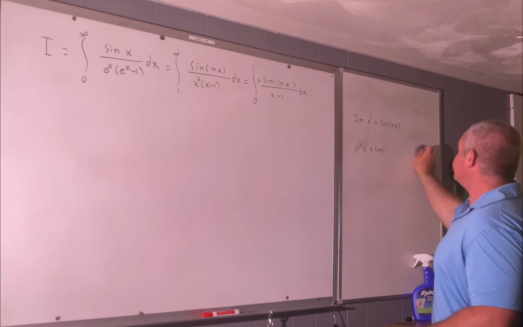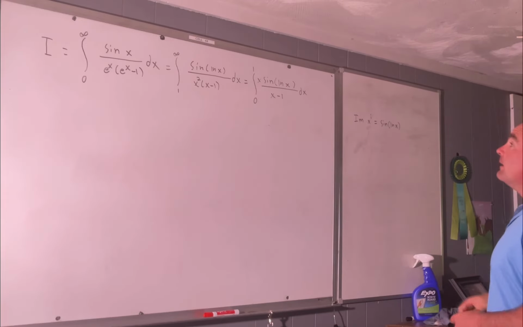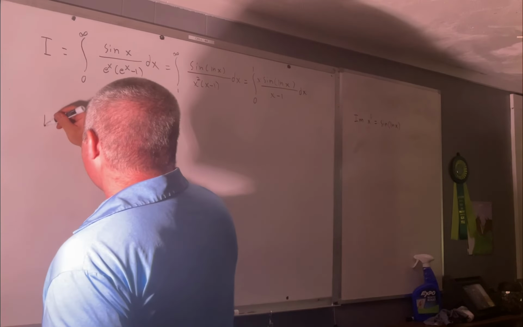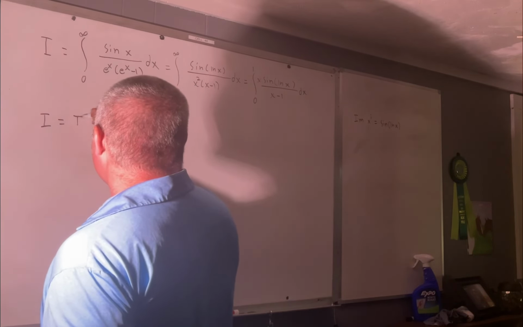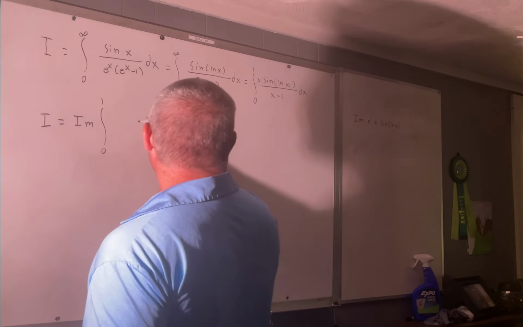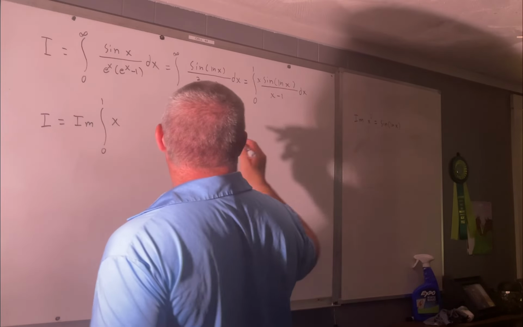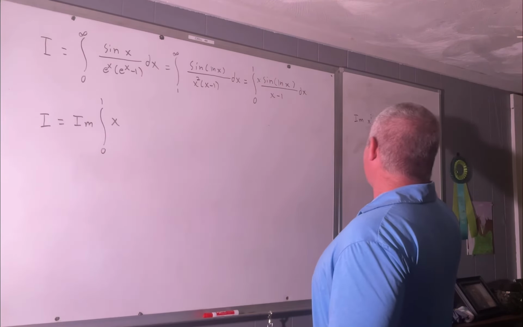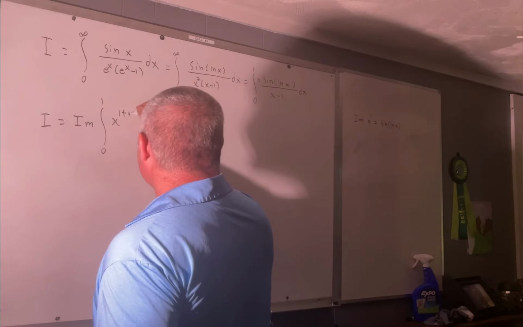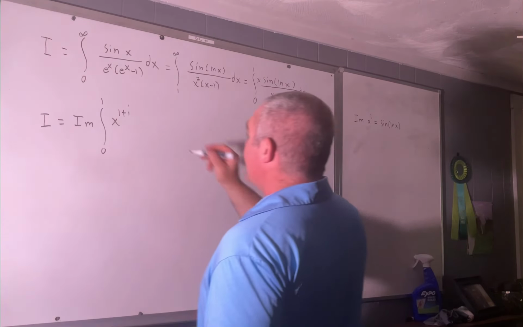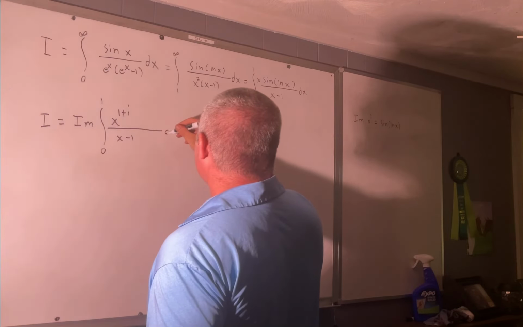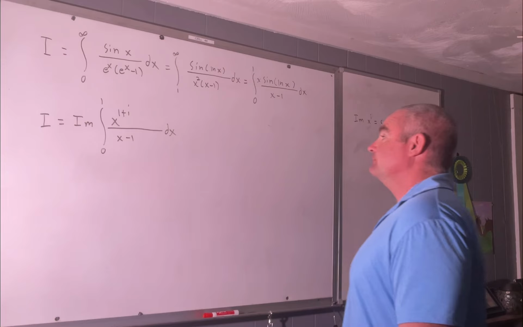All right. So that means we can write I as the imaginary part of the integral from 0 to 1 of x times x to the i, but that's just x to the 1 plus i over x minus 1 dx.